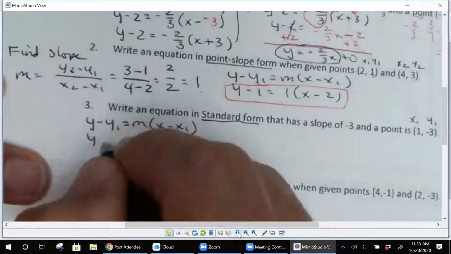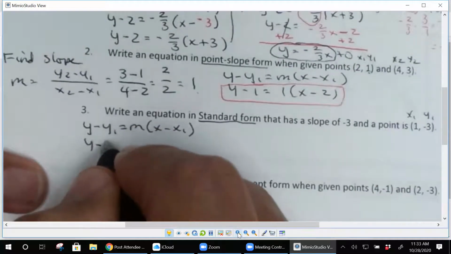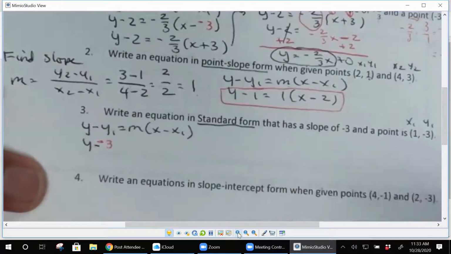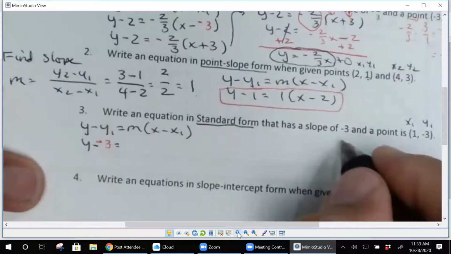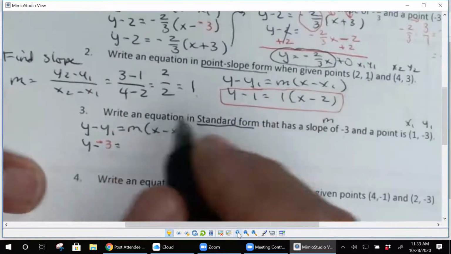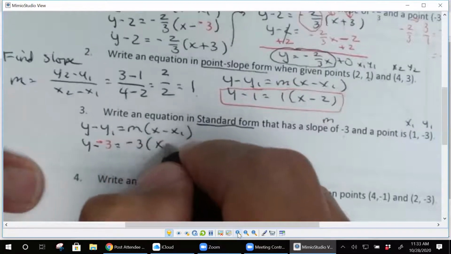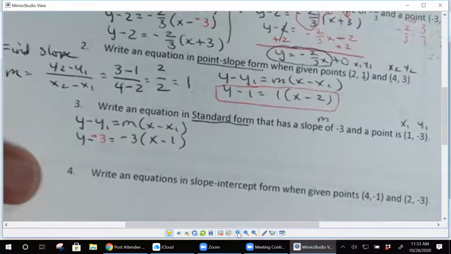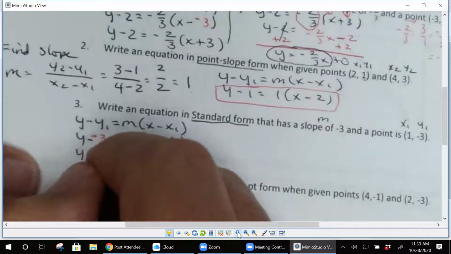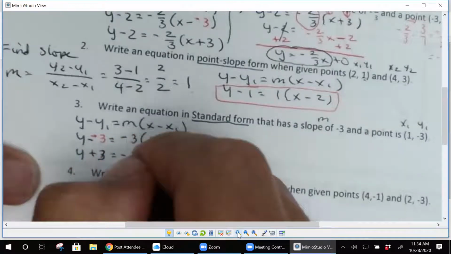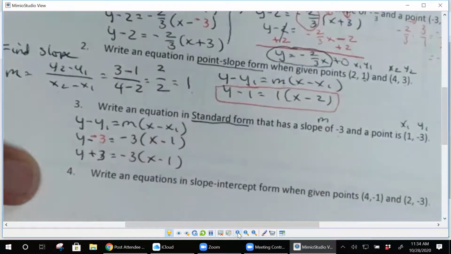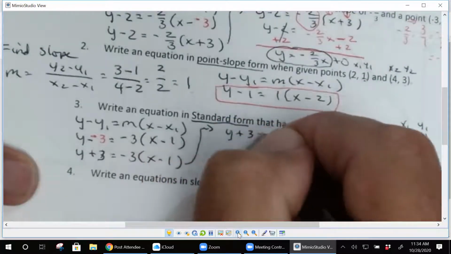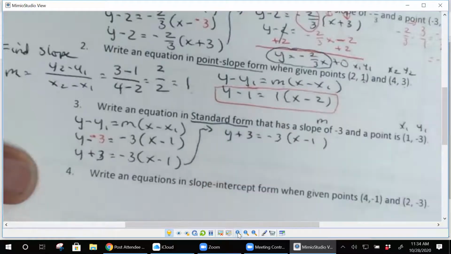So here we go. Y minus, and it's a -3, so I want to make sure I put a little negative there. So I have 2 negatives, you see it? One's a subtract and one's a negative. My slope is -3 as well. This is my slope. My x1 is a 1. Now, I'm going to clean it up a little bit. I always like to clean up before I do anything else. So y plus 3 equals -3 times x minus 1. I'm going to rewrite this right here just so we can continue. So y plus 3 equals -3 times x minus 1.